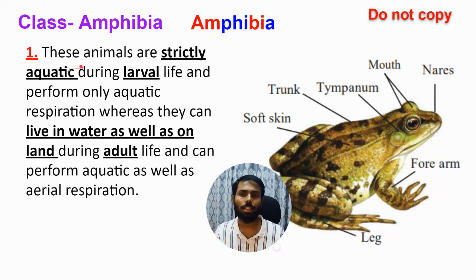So these animals are strictly aquatic during larval life. When they are larvae, small babies, they can live only in water. Okay, they cannot come out of water and perform only aquatic respiration. Aquatic respiration means taking in oxygen, right? And aquatic means in water. So they will take oxygen only from water. Okay, they cannot take oxygen from the air. So in the larval state, when they are small babies, they will be only in water. They cannot come out. Whereas they can live in water as well as on land during adult life. Once they become adults after metamorphosis, they can live in water and also on land. Both they can do.